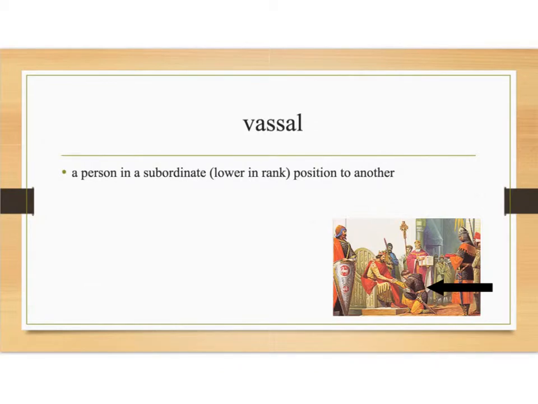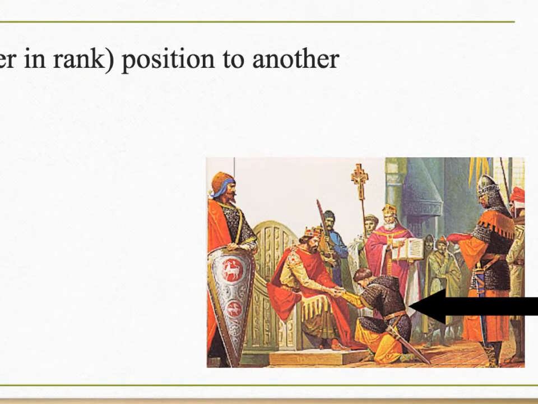Next term, vassal, a person in a subordinate, lower in rank position to another. As you can see in the image, you have the king, who is superior, and you have the vassal down here, who is subordinate or lower than them in rank. The vassal, in this case, could be a knight, right? He has a sword right there. He is the vassal of the king. So he's subordinate, lower in rank.